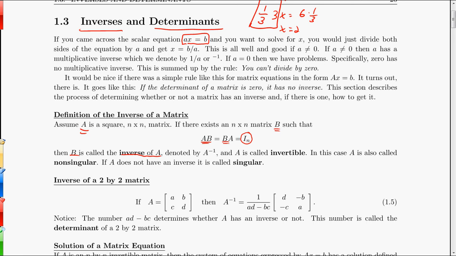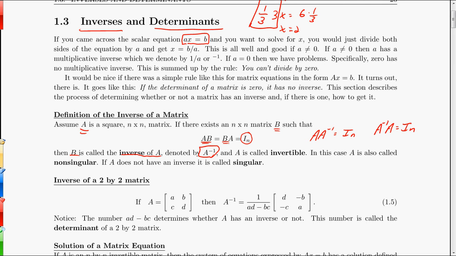Basically what that means is when we take A times B, we get the identity matrix. And so instead of calling it B, we call it A inverse. So A times A inverse will equal the identity matrix. And likewise, you can switch the order in this type of situation. A inverse times A had better also give you the identity matrix of the appropriate size.